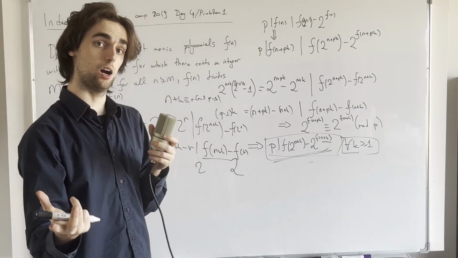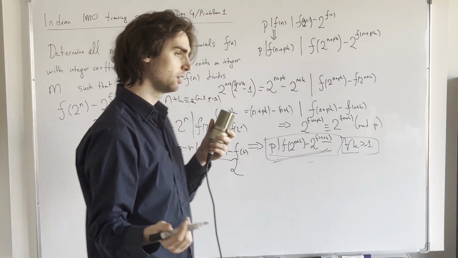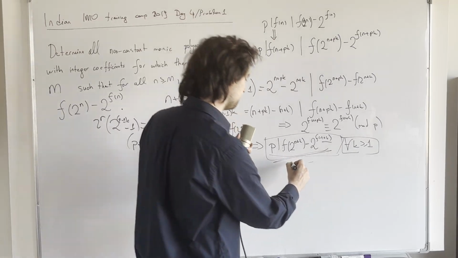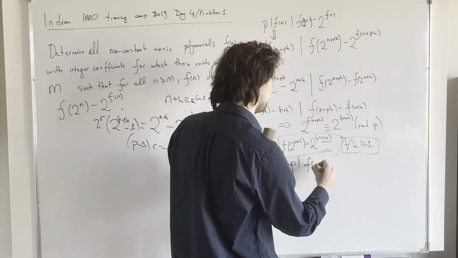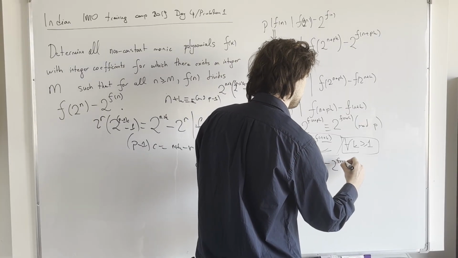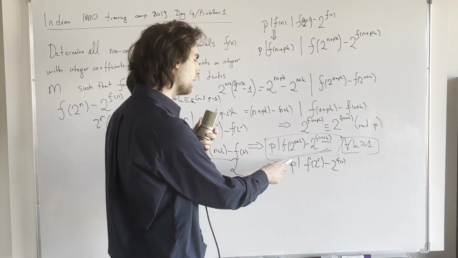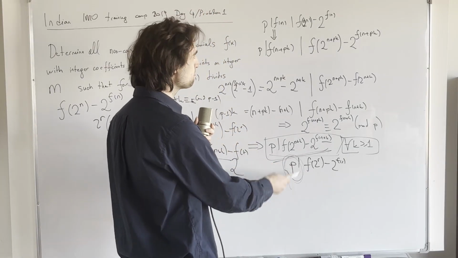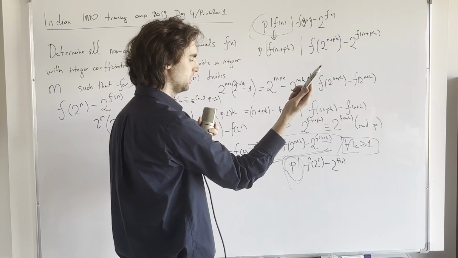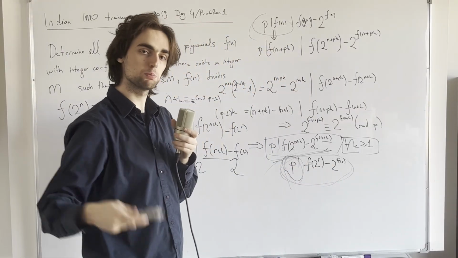So if we look at any r, any remainder modulo p minus 1, we can get that p divides f of 2 to the r minus 2 to the f of r. And mind you, this is for any prime. So we've got that for any prime that divides one of these numbers, we'll get that it divides all the possible remainders modulo that prime.